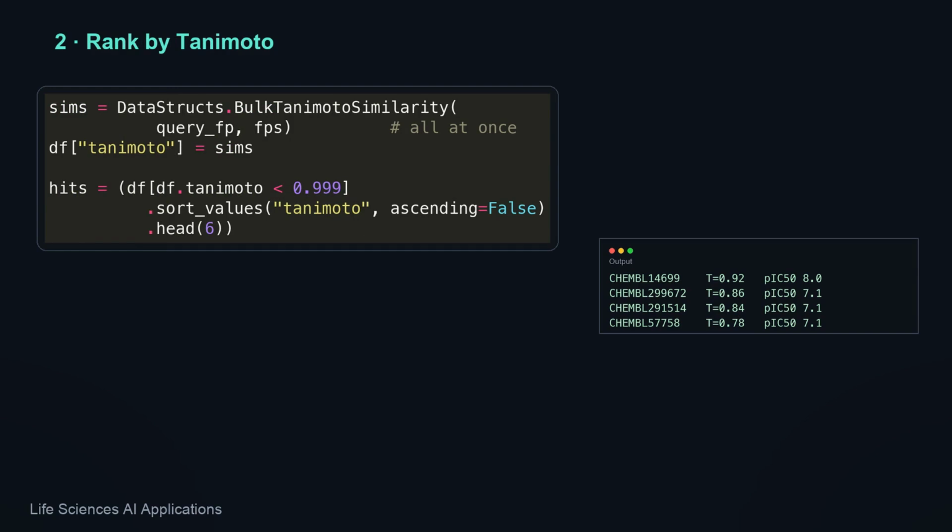BulkTanimotoSimilarity scores the query against every fingerprint in a single call, fast, even for thousands. We drop exact duplicates, sort descending, and take the top 6. Look at the scores, 0.92 at the top, dropping through the 80s. Those are strong matches, molecules that share most of gefitinib's chemistry.